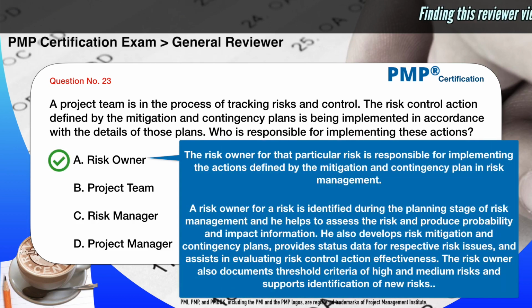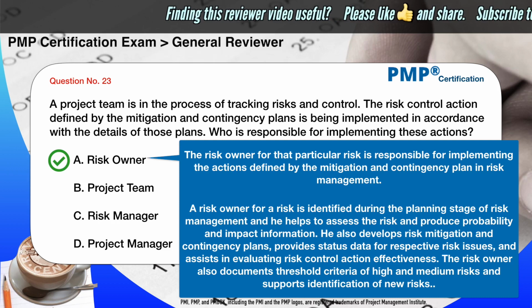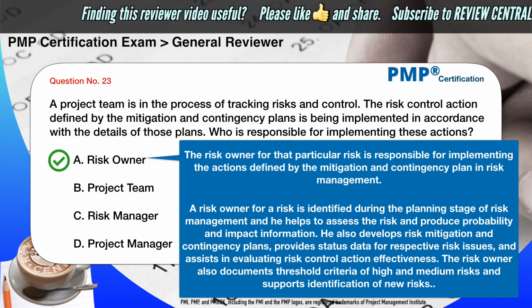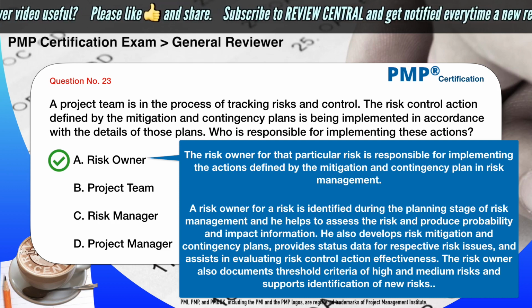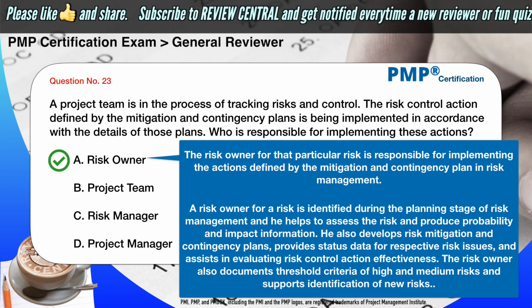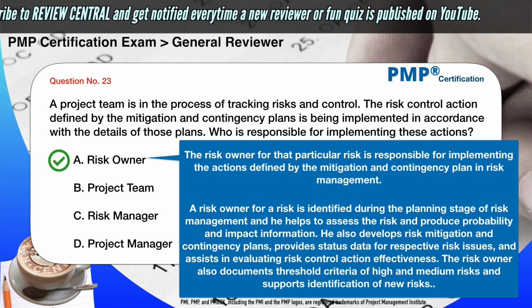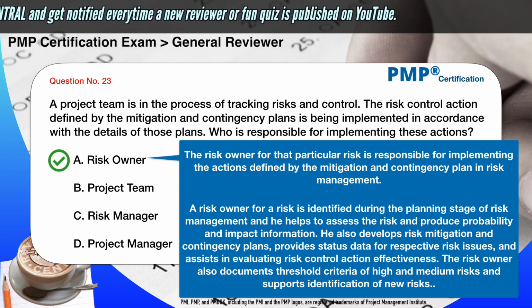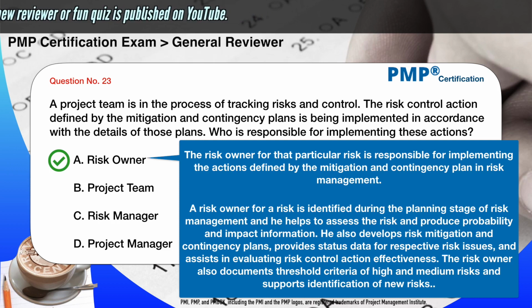Risk owner. The risk owner for that particular risk is responsible for implementing the actions defined by the mitigation and contingency plan in risk management. A risk owner for a risk is identified during the planning stage of risk management, and he helps to assess the risk and produce probability and impact information. He also develops risk mitigation and contingency plans, provides status data for respective risk issues, and assists in evaluating risk control action effectiveness. The risk owner also documents threshold criteria of high and medium risks and supports identification of new risks.